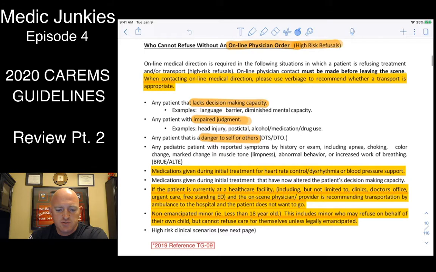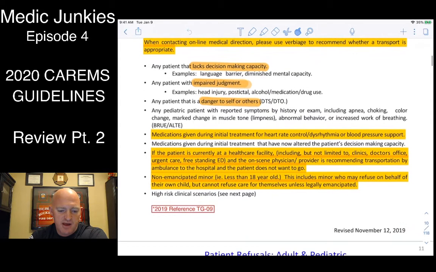For whatever reason, if someone's trying to refuse, maybe they're impaired, not the best decision making, okay? If we've given any kind of medications that are there to alter their rate control, dysrhythmias, blood pressure, so let's say we're giving them pressors, maybe you gave them adenosine or Cardizem to convert a rhythm, we really shouldn't be letting those people refuse. They really should be evaluated at the hospital. But again, if they're awake, alert, answering all your questions, and they can pretty much refuse whenever they want, right?